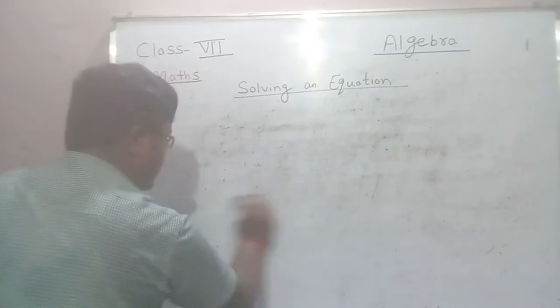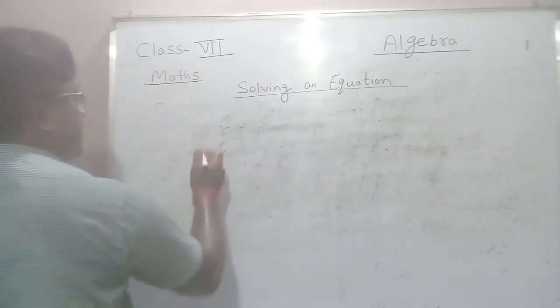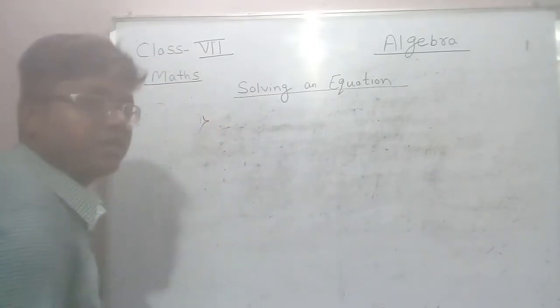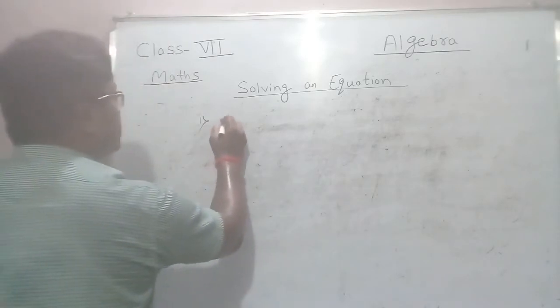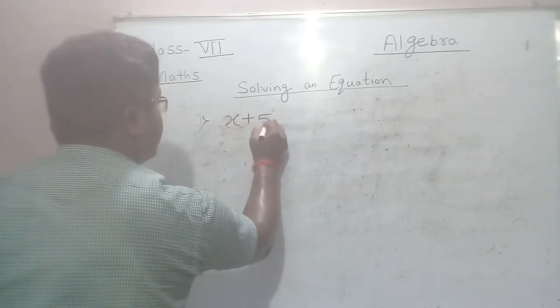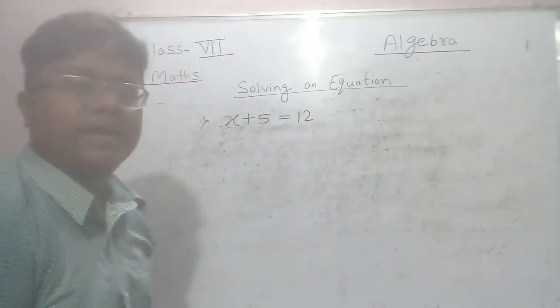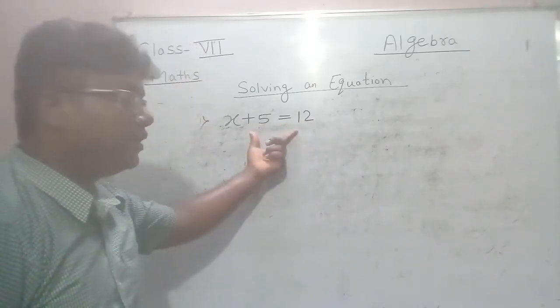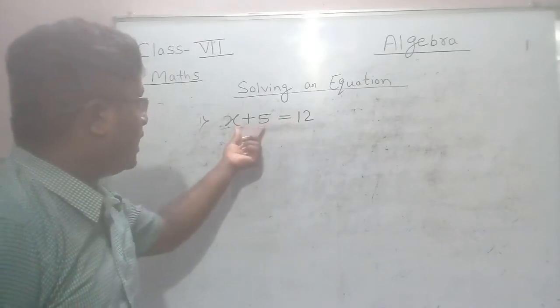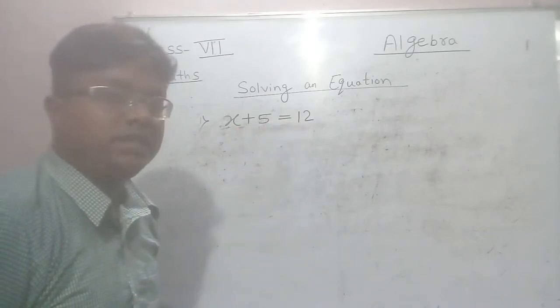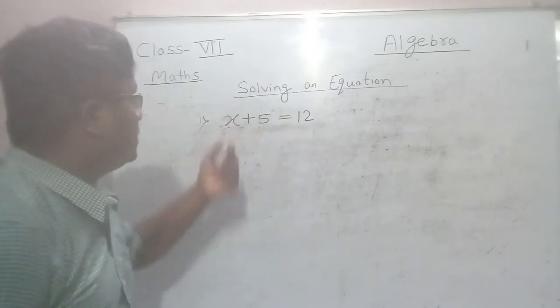Let me do one simple example here. Question number 1: suppose x plus 5 is equal to 12. We need to find the value of x. This is your equation, because here there is an equal sign. x plus 5 is equal to 12, and we need to find the value of x.